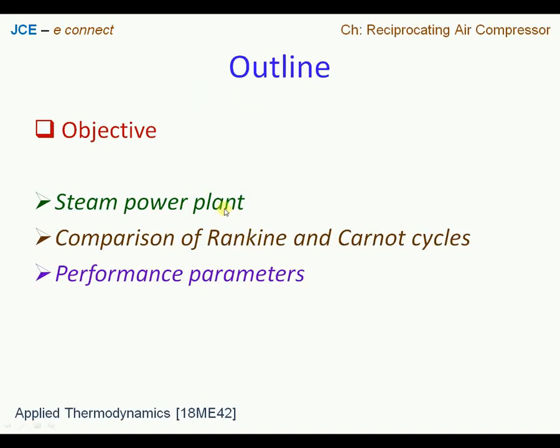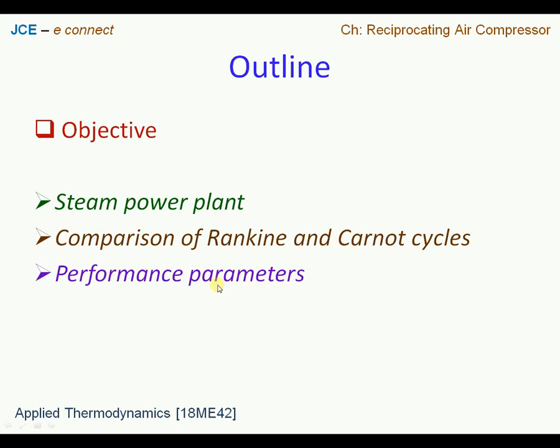In today's lecture we're going to look at a schematic view of a typical steam power plant, and we are going to look at various subsystems present in the steam power plant, followed by a comparison between Rankine and Carnot cycle, typically looking for the best representative cycle for the operation of a steam power plant. And at the end we are going to look at performance parameters related to a steam power plant.